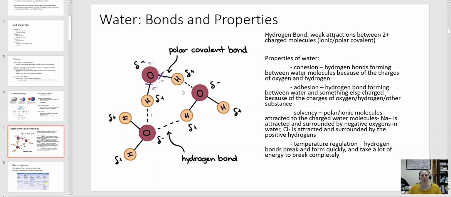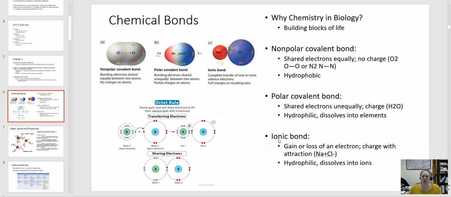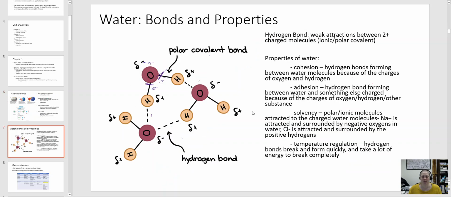Because of these charges that we see within a single water molecule, when we have many water molecules together, we also see these dotted lines, these hydrogen bonds, which are the weak attractions between the charged molecules. These hydrogen bonds are responsible for dissolving ionic bonds, for reacting with other polar covalent molecules, and for these major properties of water. There are a lot of different properties of water that we talk about.